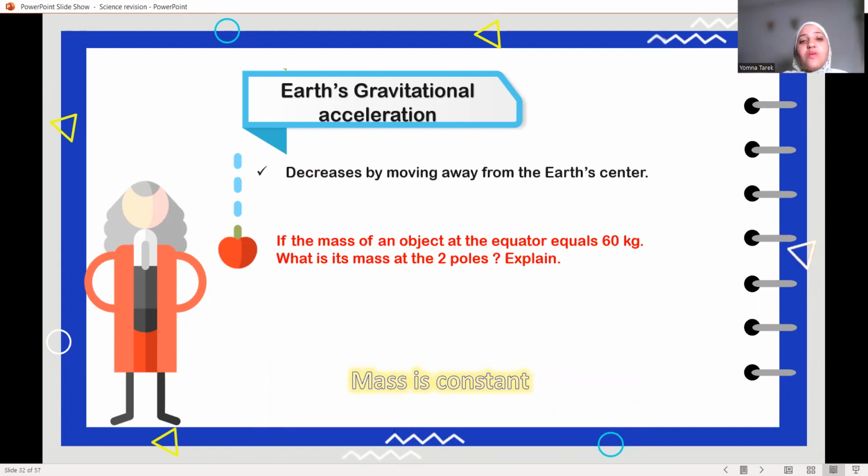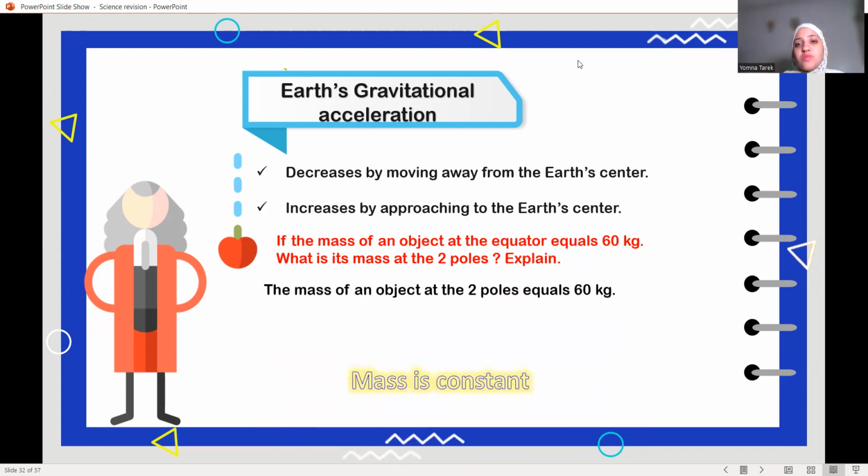So what is gravitational acceleration? For example, if I have the Earth here like this, this is the center of gravity, or the center of the Earth. When I'm near the center of the Earth, the gravity increases. When I'm going far away, gravity decreases. This is why in some places it's 9.8 and in other places it's 10.